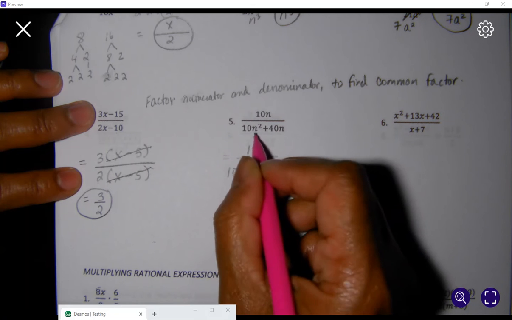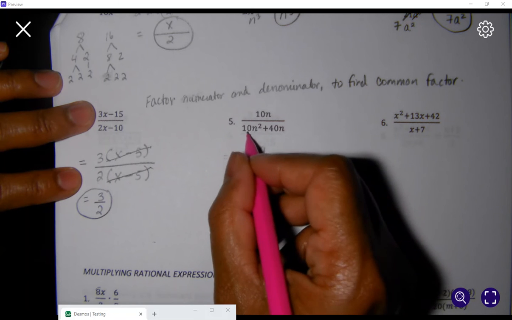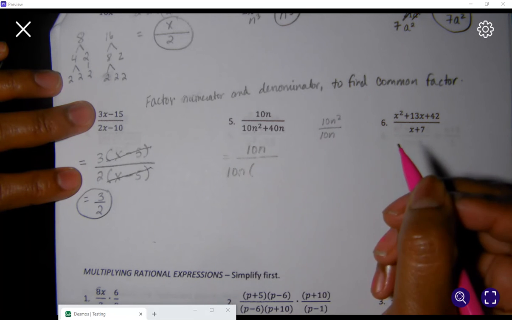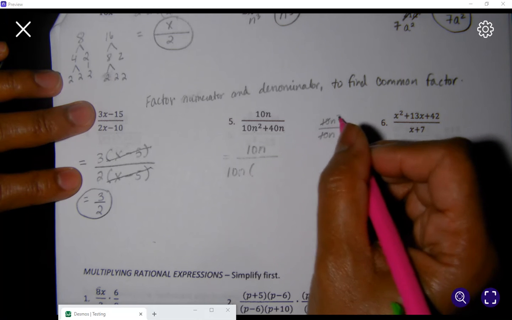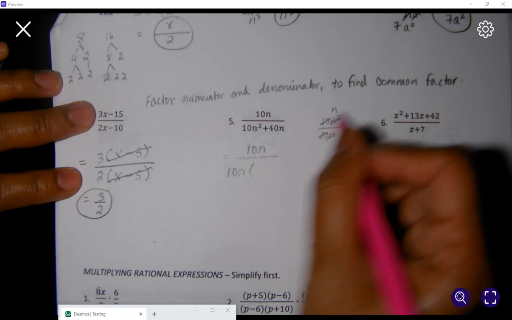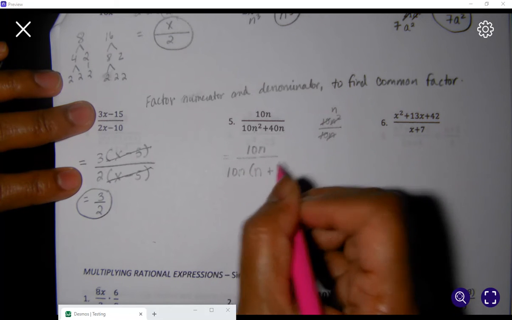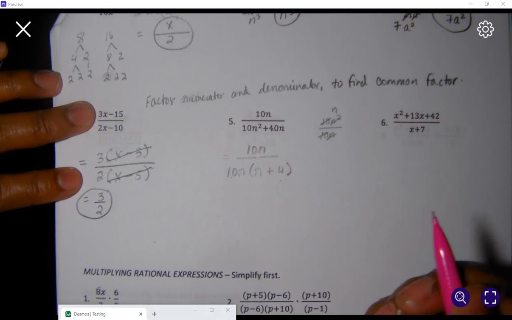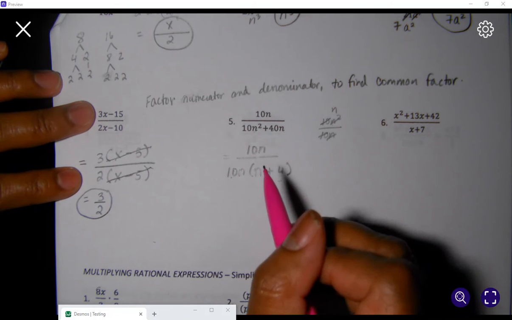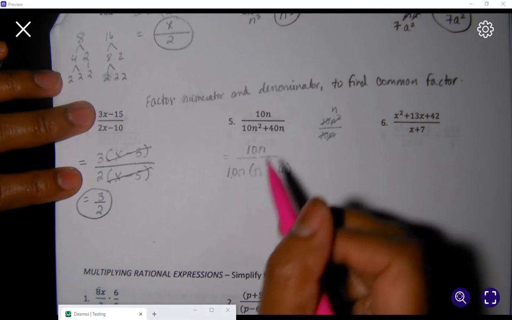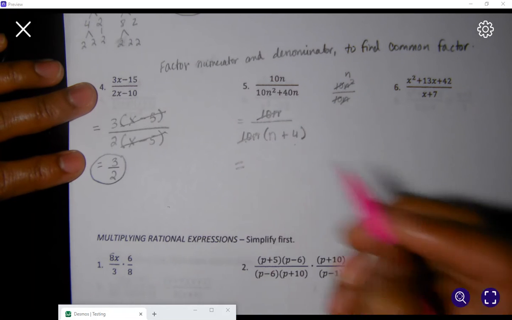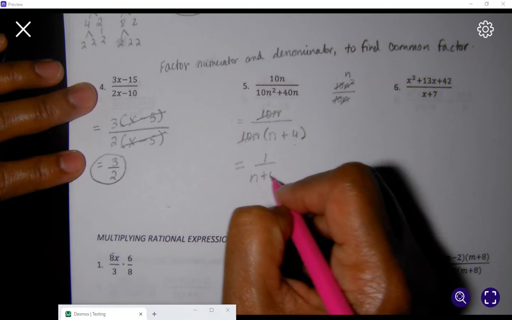So here, if I divide n squared by n, because when I'm factoring out, remember I'm dividing, so this gets crossed out, n squared divided by n is just n. Plus, this is a 4, so 40 divided by 10 is 4. All right, so now I do find a common factor. I see that there's a 10n in the numerator and 10n in the denominator. I can cancel those out. So in the numerator, I just have 1, and then you have n plus 4 here.